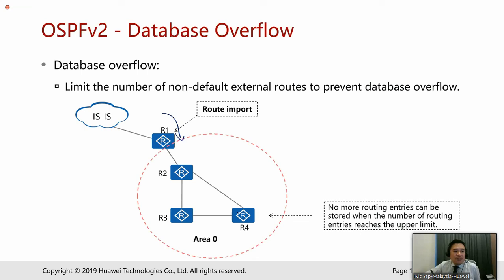So router 4, in this case, has no more room to store routing entries when the number of route entries reaches the upper limit. So you cannot gather any new information. Let's say you mistakenly defined the import route and imported too many routes into OSPF, your database might overflow. When it overflows up to the certain limit, it goes to the overflow state and deletes all the non-default external routes. In this case, it clears up its database, to make sure that I can support all my inter-area routes first before I handle the externals. That is what database overflow is about for OSPF version 2.